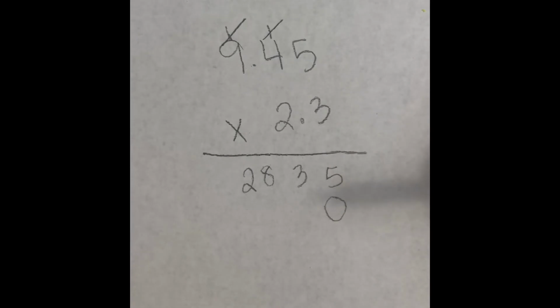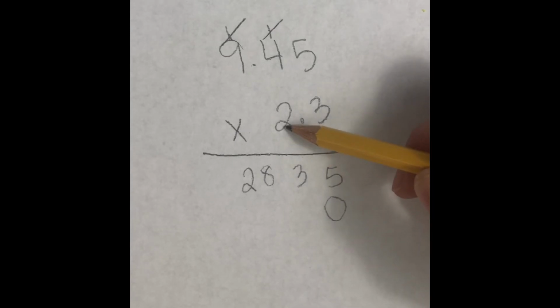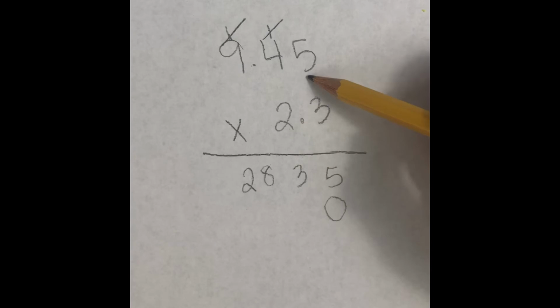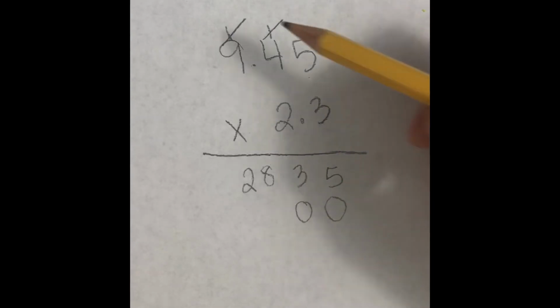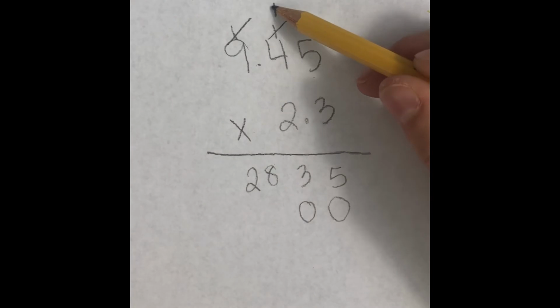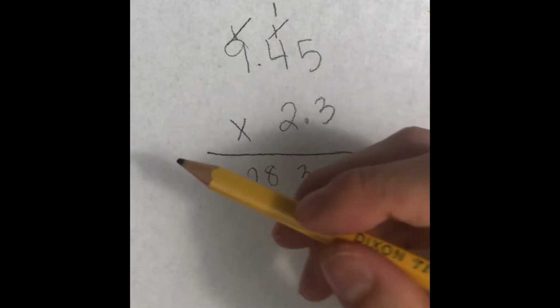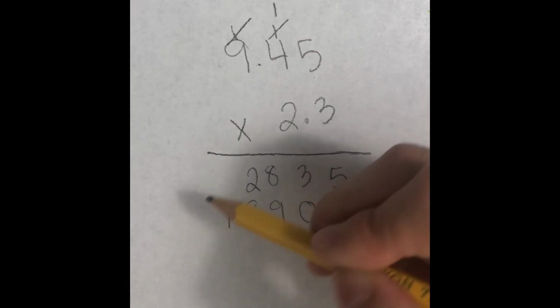Before I do that, I fill in my placeholder 0 on this far right hand side so that I'm ready to start multiplying by my next place value. 2 times 5 is 10. I put down my 0 and carry a 1. 2 times 4 is 8, plus 1 is 9, and 2 times 9 is 18.